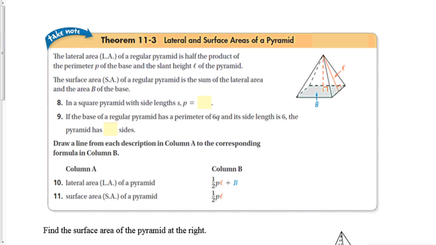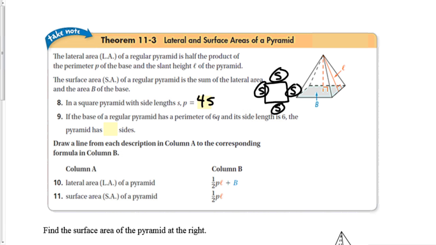So in this one, I'm going to skip reading the beginning part. I'm going to start with number 8. In a square pyramid with side lengths S, what is P? P stands for the perimeter. And what it's saying is I have a square base and each of the sides is called S. The pyramid would be coming out at you from the screen. So the perimeter of this is just going to be S plus S plus S plus S, which is how many S's? 4 S's. That's not a 5, that's an S.